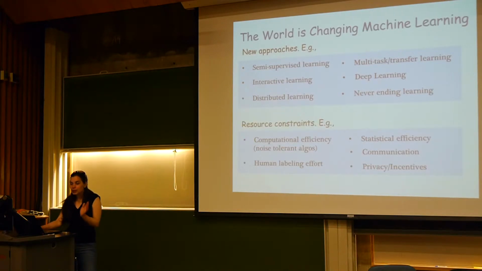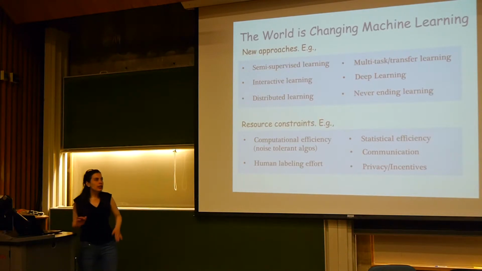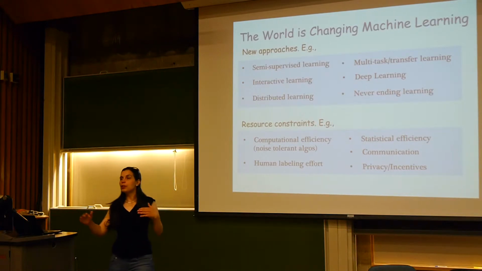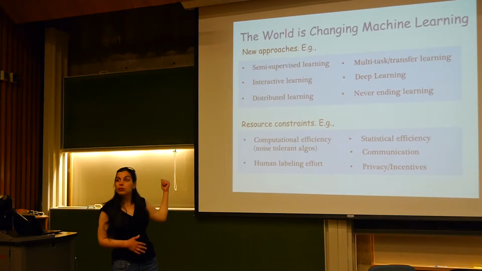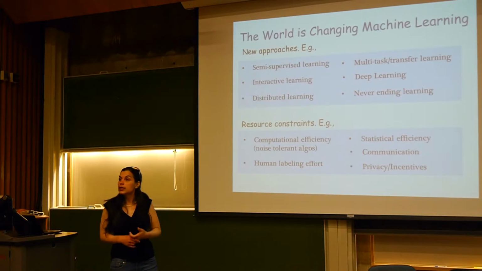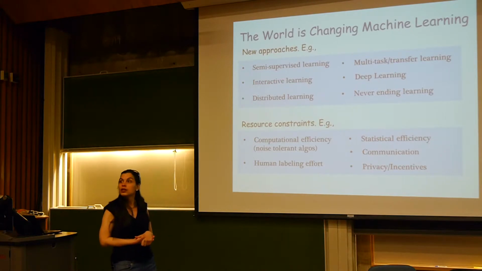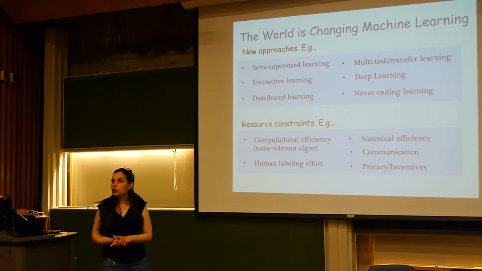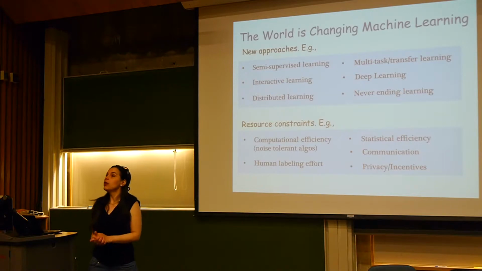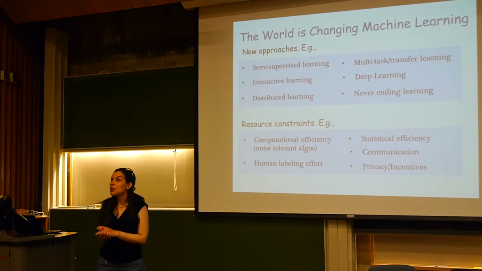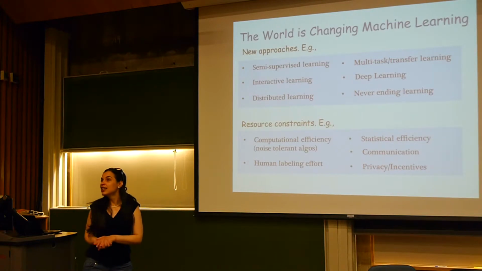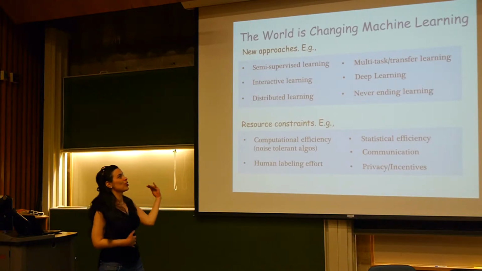And one thing that I find particularly interesting is that each of these approaches brings up a new set of challenges and resource constraints that we have to worry about. Right, so classically, the two constraints we would think about are computation and the amount of data, potentially labeled data, right? But now suddenly we have to think about many more resources and constraints.